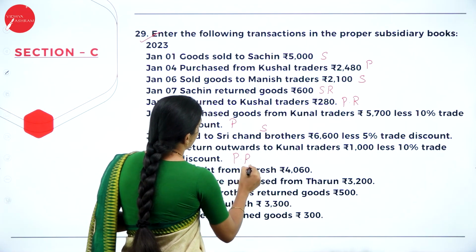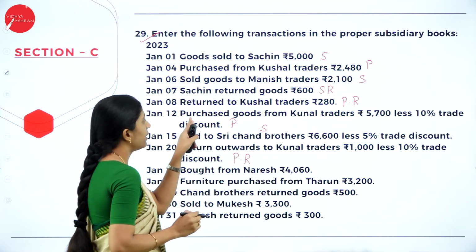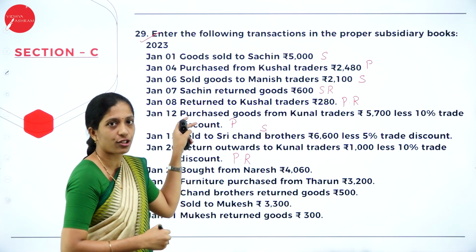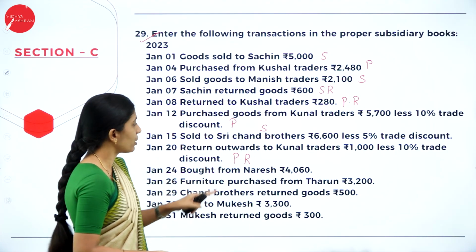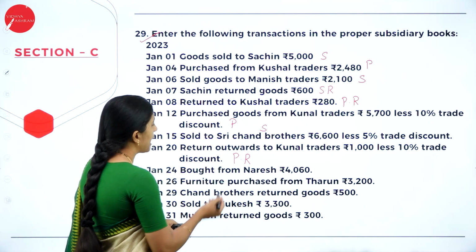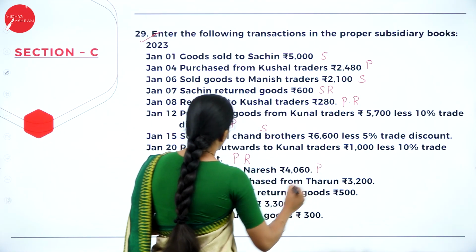Or else you can see here. What we have done with Kunal Traders, we have purchased goods. Now we are returning it back. So it is purchase return. Bought from Naresh. So this is purchases book.